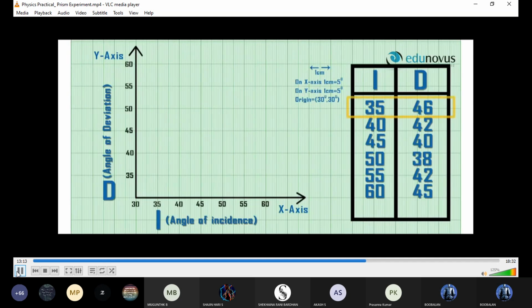Now, let us plot the points on the graph. For x is equal to 35 degree, y is equal to 46 degree. X 40 degrees, y 42 degrees. X 45 degrees, y 40 degrees. X 50 degrees, y 38 degrees. X 55 degrees, y 42 degrees.